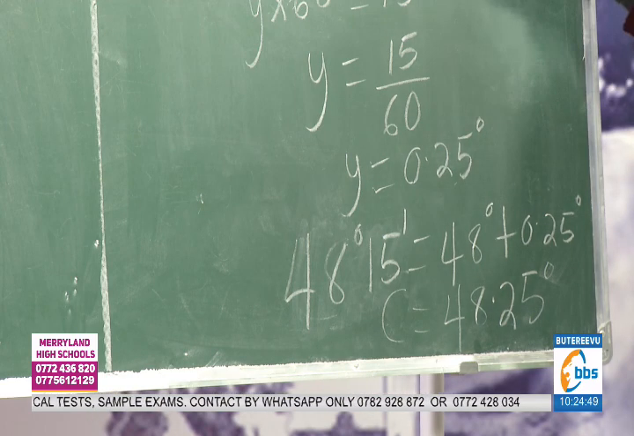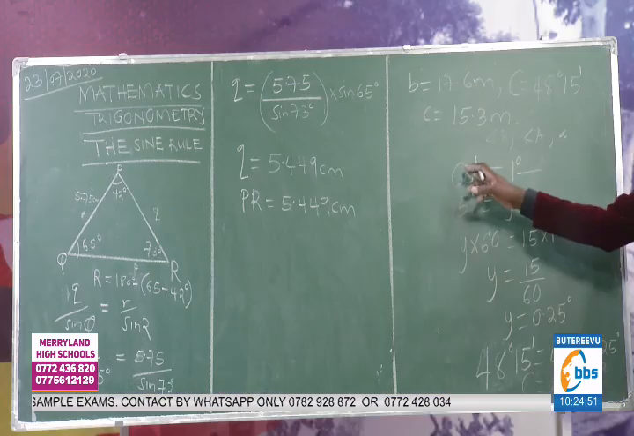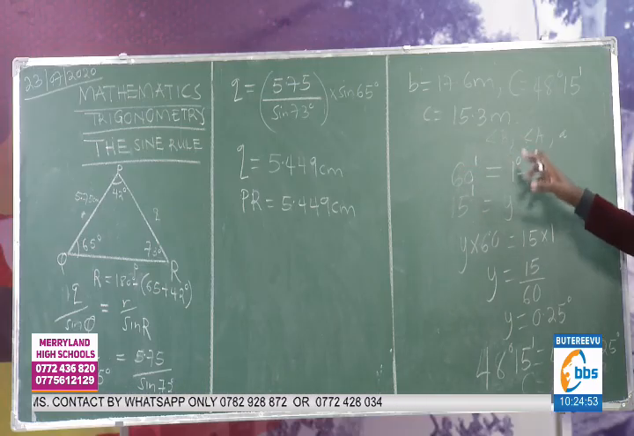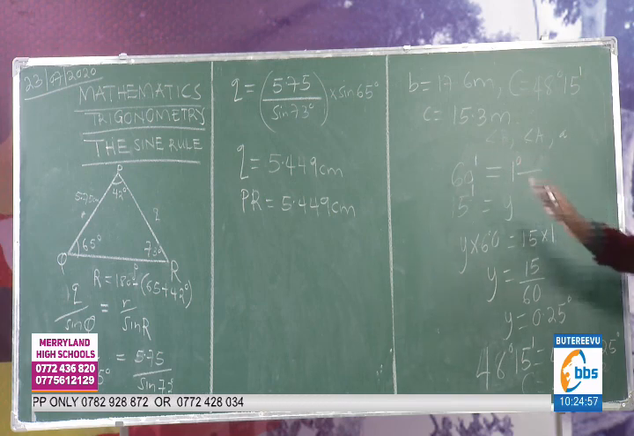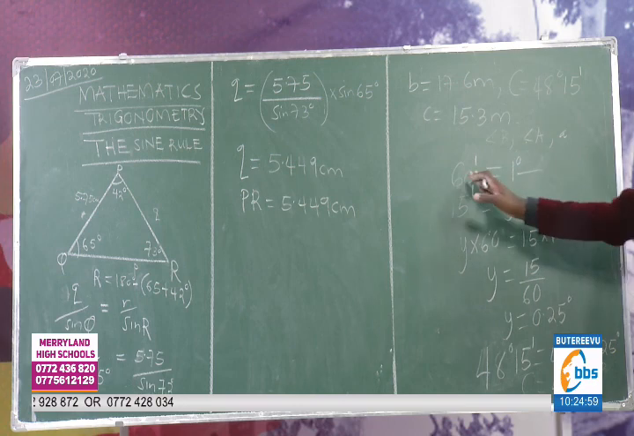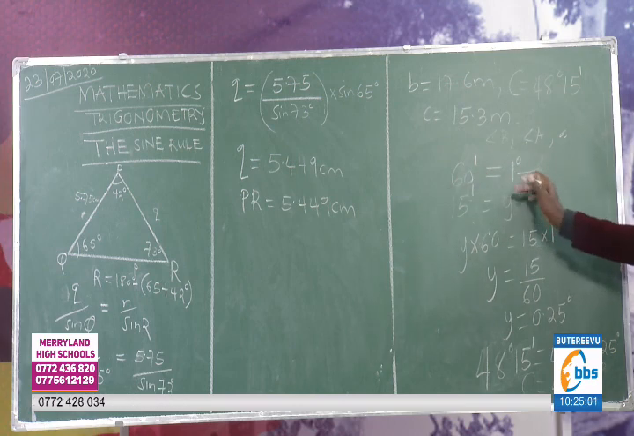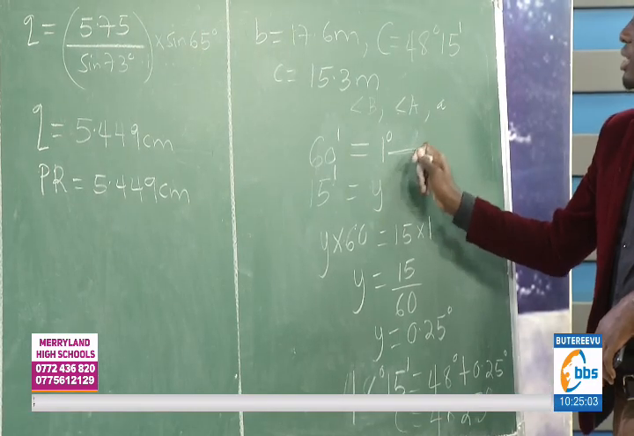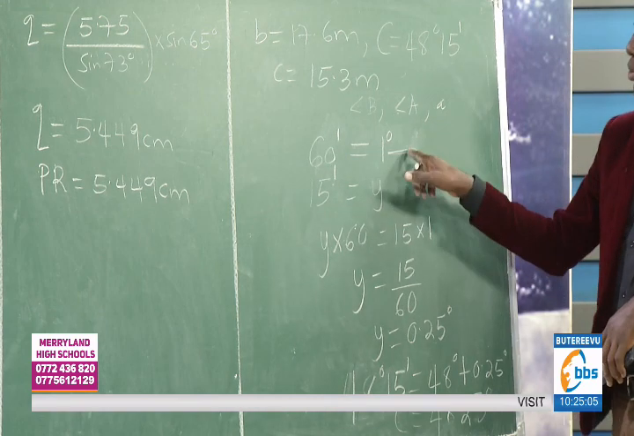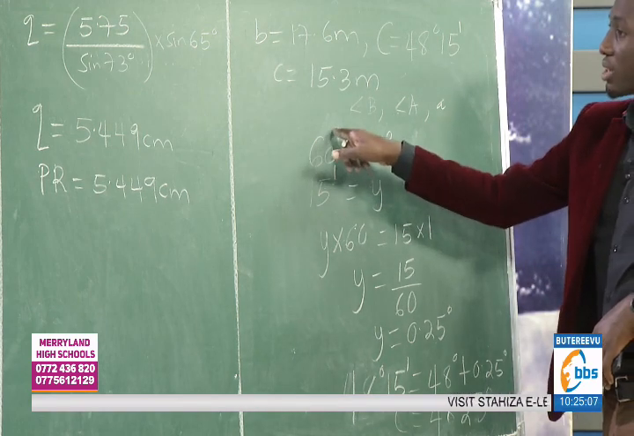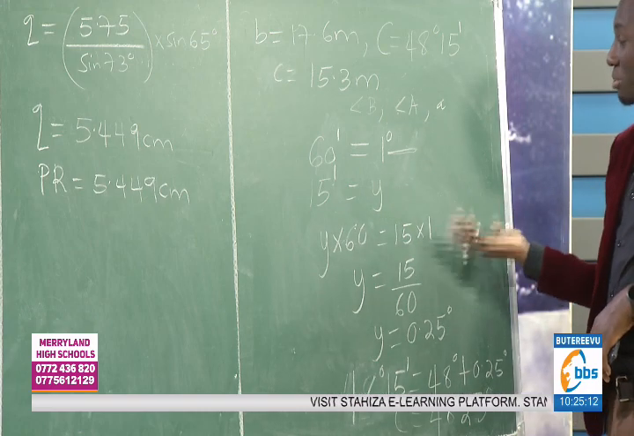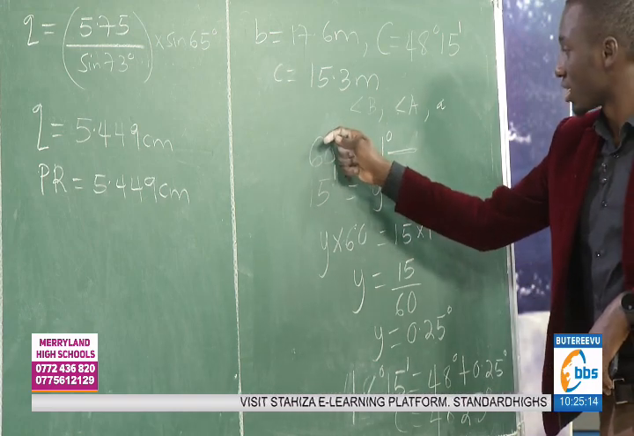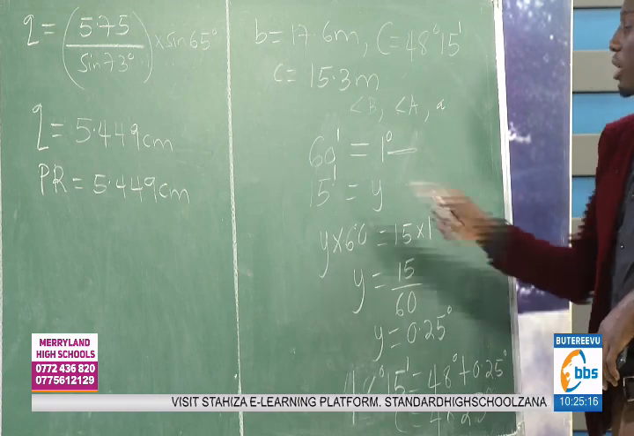I pressed this point there because I wanted you to understand only this: 60 minutes give you 1 degree. If there are seconds, it will be 3,600 seconds, but in this case you have minutes, so 60 give you 1 degree. That's what I wanted you to understand. I've seen some papers where some people say maybe there is a mistake. No, it's not a mistake. When you find something like this, these are minutes, and 60 are equal to 1 degree.